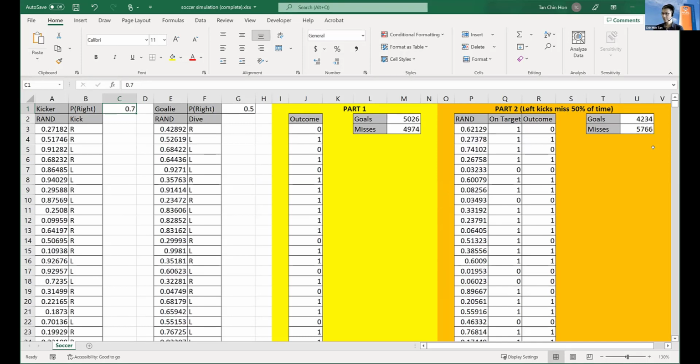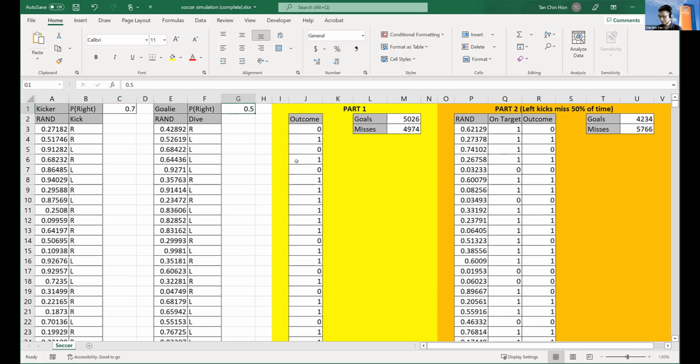But this is where you want to put yourself in the shoes of the goalie. If I know that the kicker is going to kick right 70% of the time, or in fact, even if I don't know that, if I know that the kicker is stronger on the right side and is going to kick to the right side more, what am I going to do? I should actually dive to the right a bit more, right? And so if the goalie dives to the right only 50% of the time, you realize that we score goals 42% of the time.